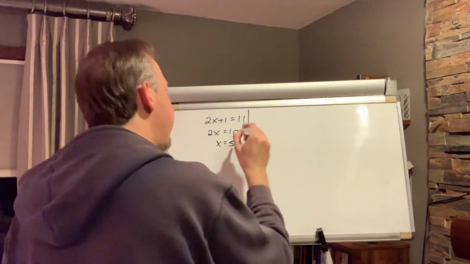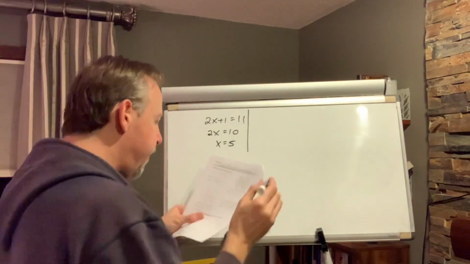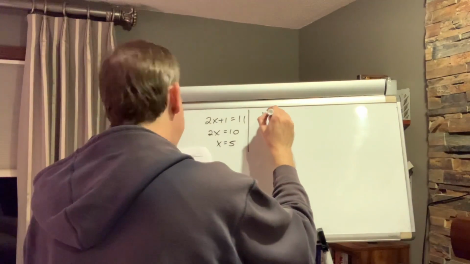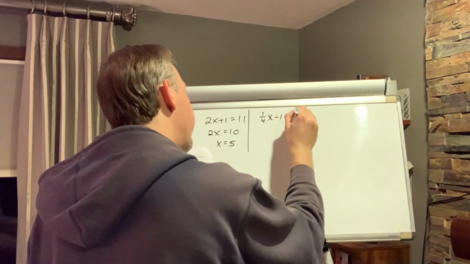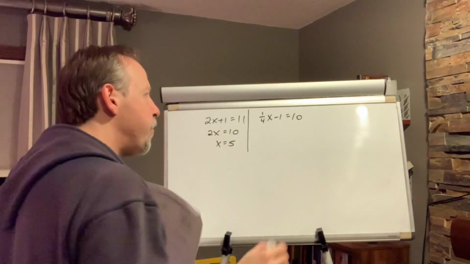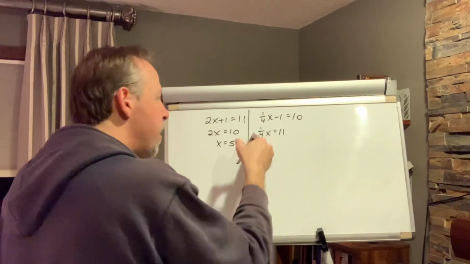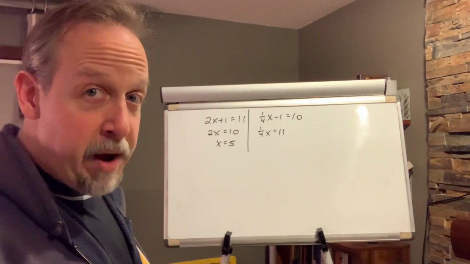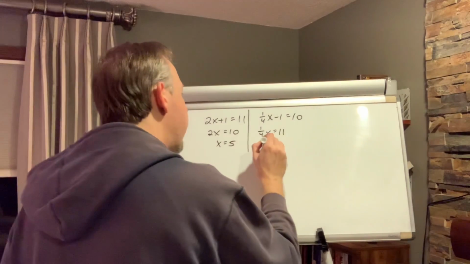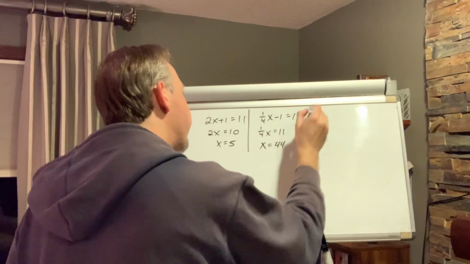g of x equals 10. Take the g of x function, which is 1/4 x minus 1, and make it equal 10. Add 1 to both sides. 1/4 x equals 11. Clear the fraction. We multiply by the denominator, which is 4. x equals 44.